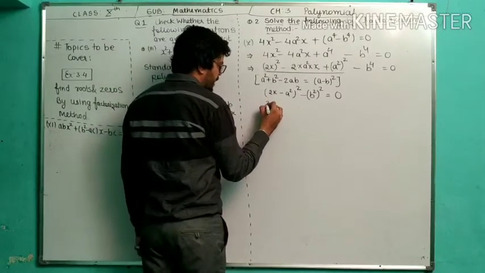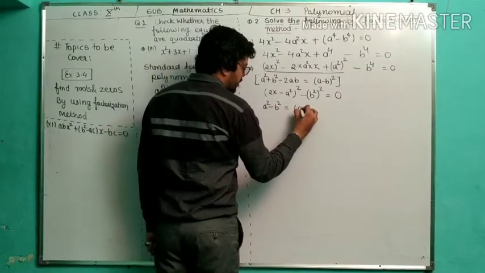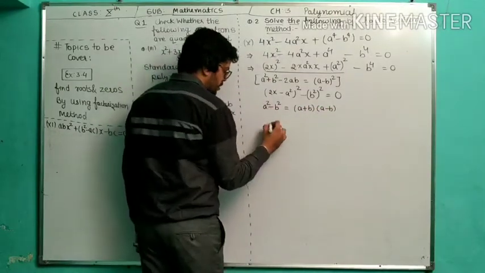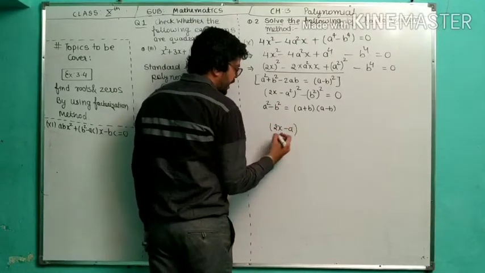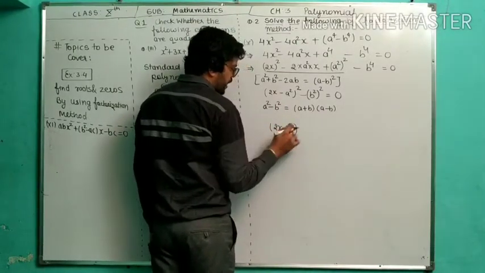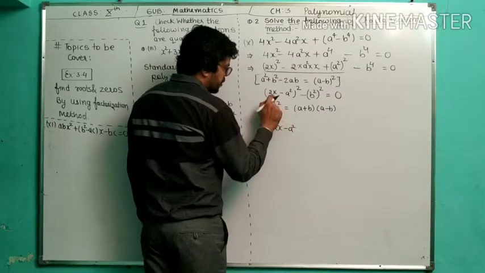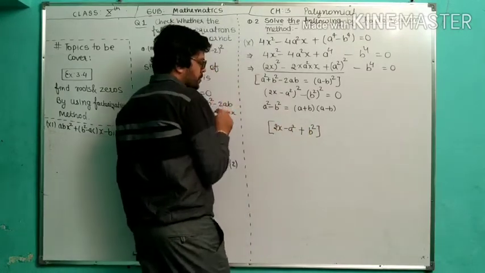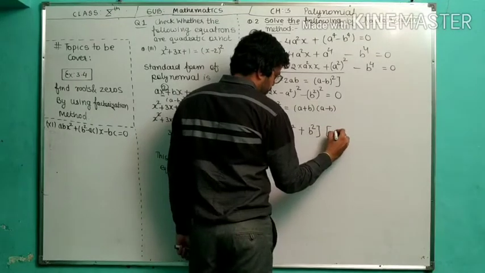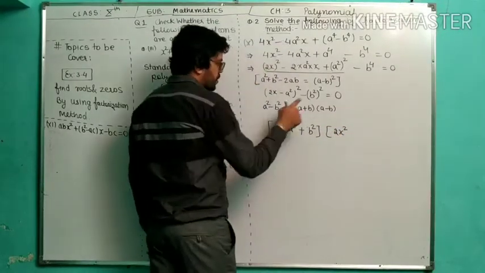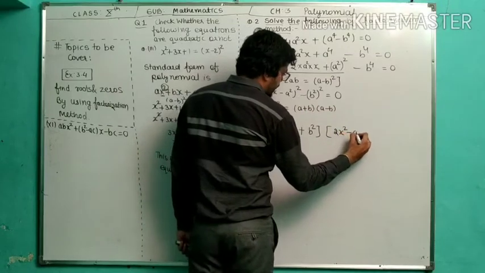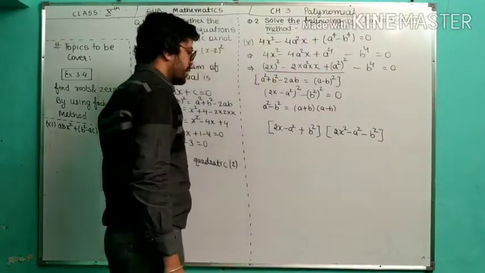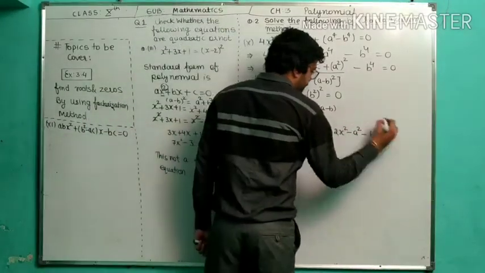Because we have another formula: a² − b² = (a + b)(a − b). So this is easy to solve. (2x − a²) plus b², okay, and a² − b². Another is (2x − a² − b²). Okay, so we got two factors here, and the product is equal to 0.